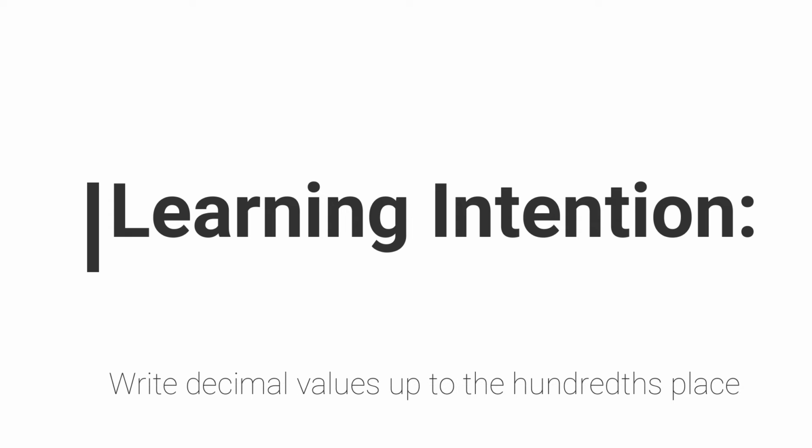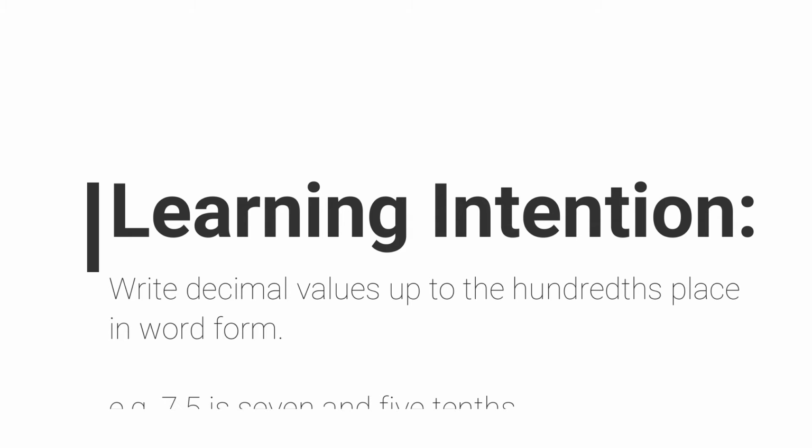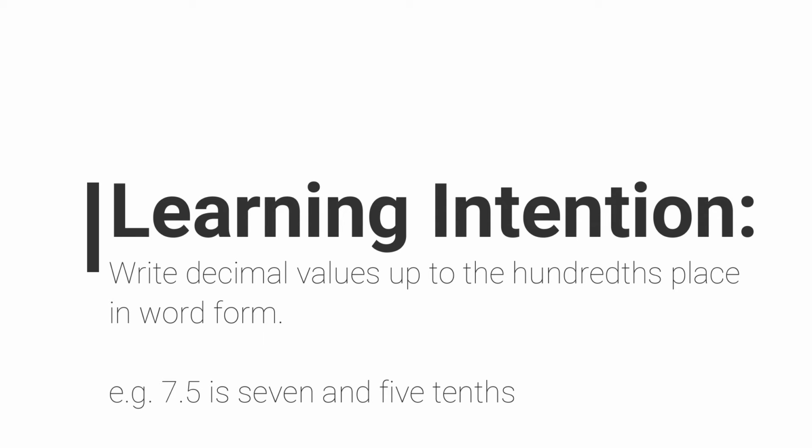Specifically, today we're looking at how to write decimal values up to the hundredths place in word form. So kind of like how you have the number 275 and you can write 275, or you can write it in words. It's the same thing with decimals. 7.5 would be written as 7 and 5 tenths. And we're going to look at how we determine how to write the word form based on the place value.